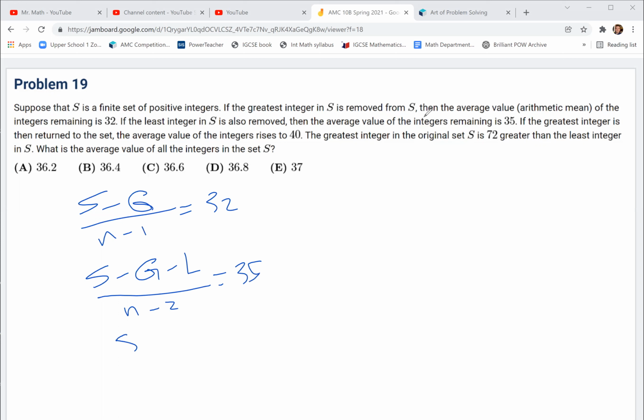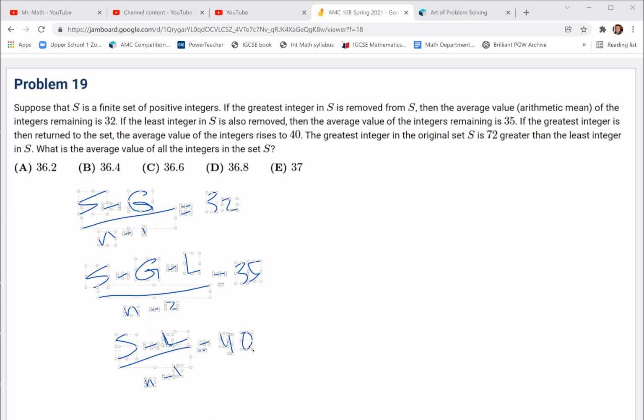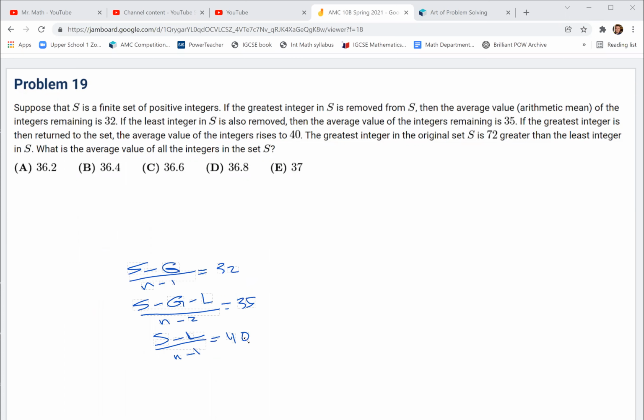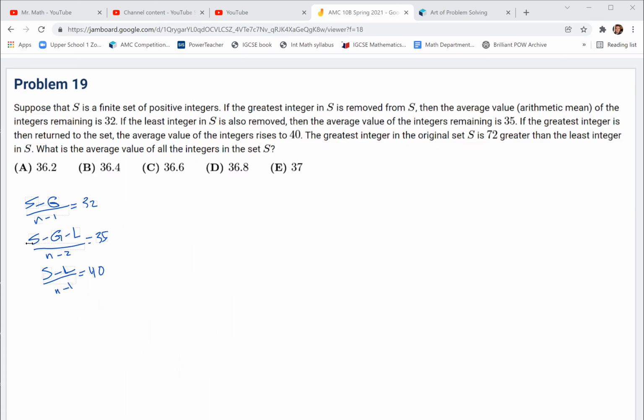And then the third equation tells us that if we put the greatest back, we'd be left with S minus L, divided by N minus 1, which would equal 40. So we know these three equations. And we also know that G equals L plus 72. So we know that as well, which allows us to do some substitutions.